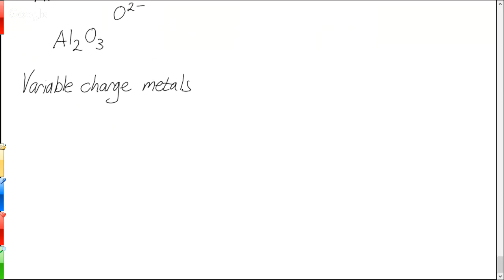Let's say we want to make the compound iron chloride. So we can start the way we've been doing it. We look up iron on the periodic table. It's Fe, and chloride is Cl. And we know chloride is -1, but we don't know what the charge is on iron.